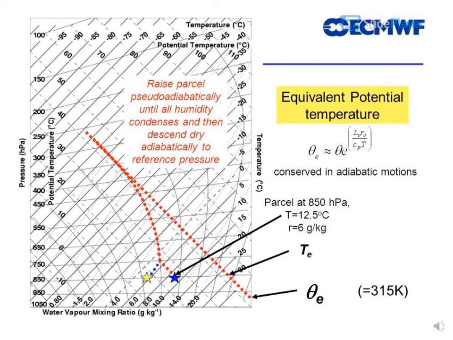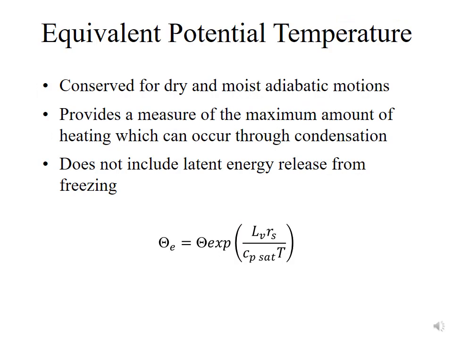And the temperature of this air parcel that has gone through this pseudo-adiabatic ascent and descent all the way back down to 100 kilopascals, that by definition is your equivalent potential temperature. And the difference between the potential temperature and the equivalent potential temperature is the maximum heating that could be achieved through the latent heat release of an air parcel, assuming that all of the water vapor condensed out. So the equivalent potential temperature is conserved for dry and moist adiabatic conditions. And as I just stated, it provides a measure of the maximum amount of heating which can occur through condensation, but it does not include the latent energy release from freezing.